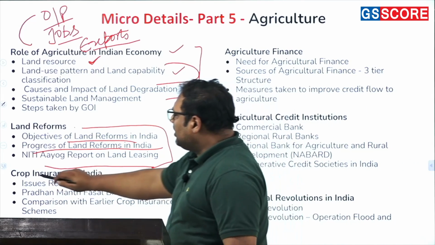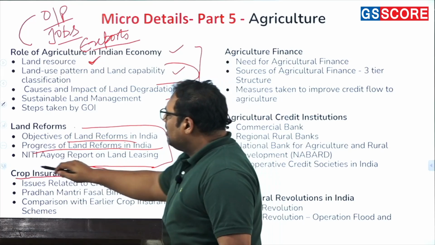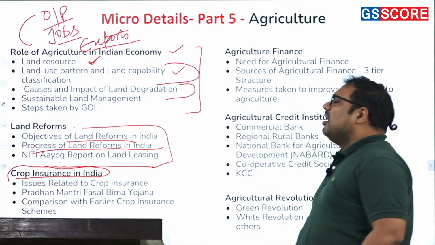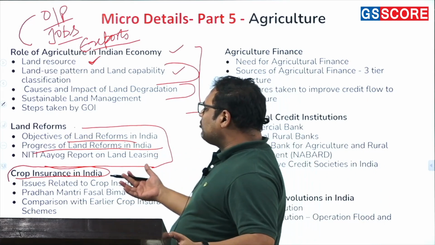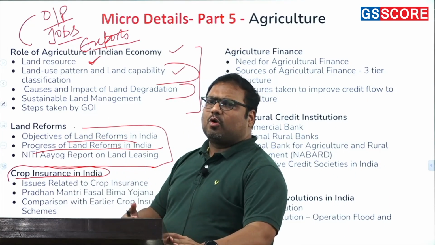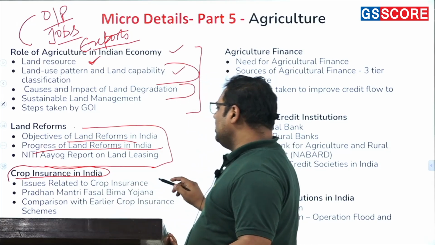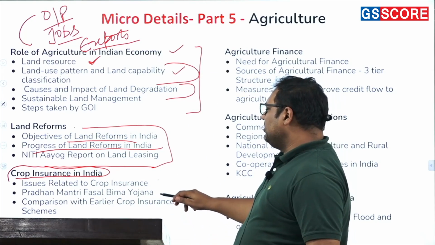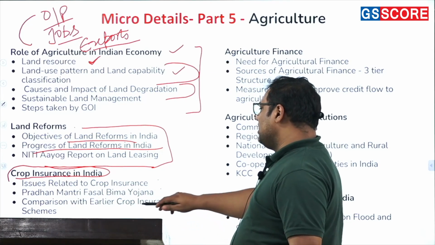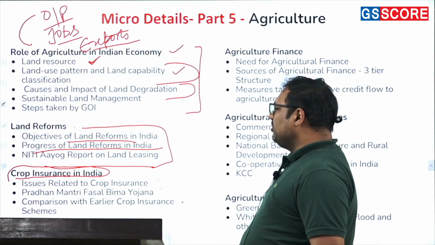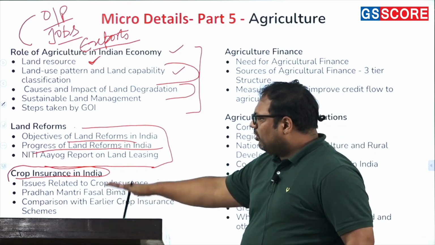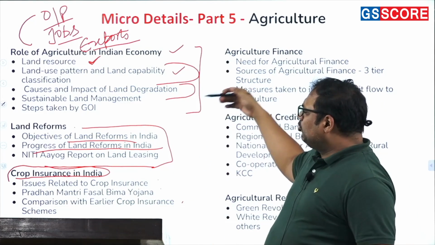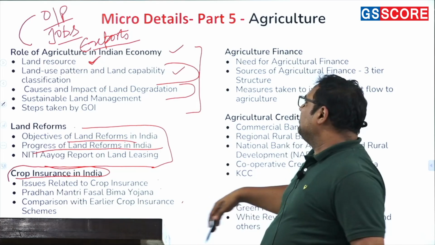Next is crop insurance. Crop insurance affects both production and post-production issues. It's more of a factual topic and more related to government schemes. So this also you have to study: issues related to crop insurance, Pradhan Mantri Fasal Bima Yojana, and comparison with the earlier crop insurance schemes. This is not such a conceptual topic, but more of a scheme-oriented topic. But this is also what you need to study along with the production.